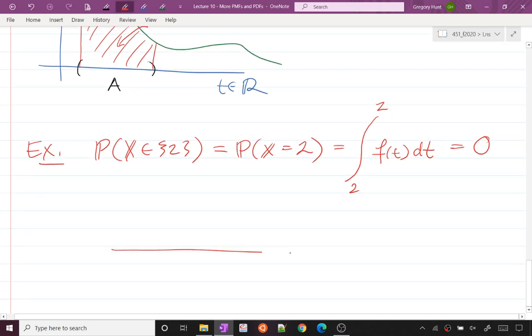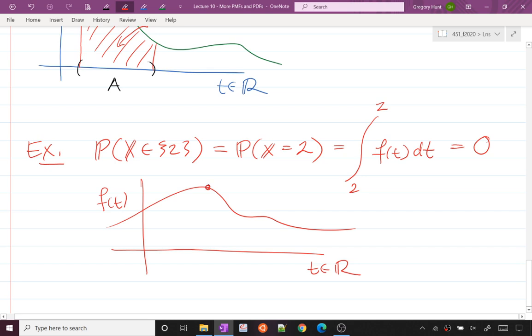So what's the picture? If I look at f of t against t, here's maybe my PDF, looks like that. Here is my infinitesimally small set, and I'm going to integrate, and I can say, okay, what's the area in that slice? Doesn't matter what my density function is. It's an infinitely narrow slice. It has 0 width. And so the integral, of course, the area there is 0. And so my probability, according to my rule, is 0.